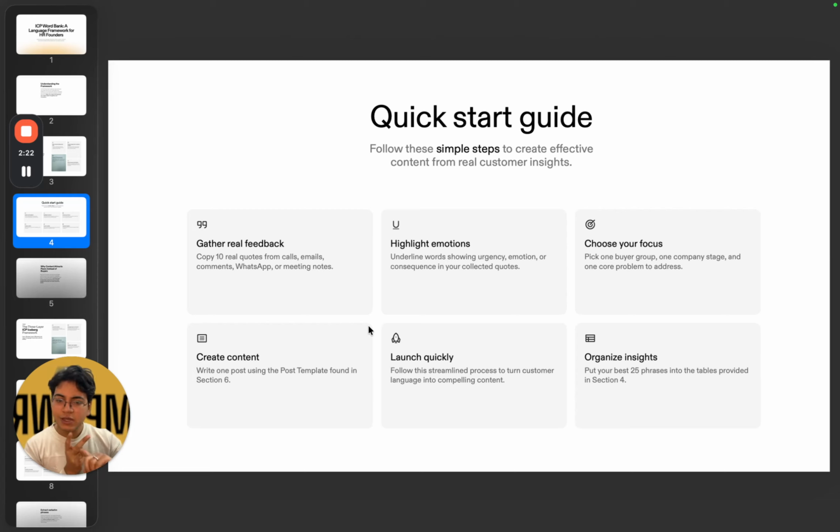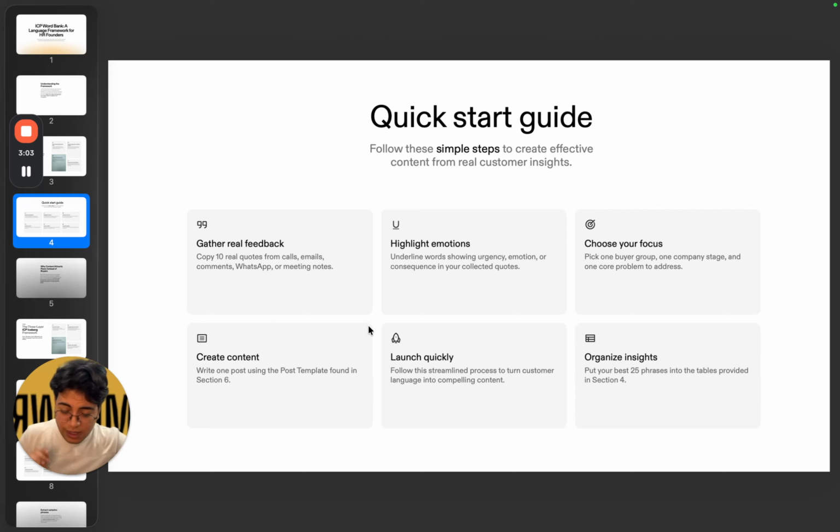We are going to pull 10 real quotes from each of those assets: calls, emails, comments, WhatsApp chats, and meeting notes. Once we have those, we are going to mark them in terms of urgency, emotion, and consequence. Then we will have around 50 real quotes, and we are going to organize the best 25 phrases, which will be our ICP word bank.